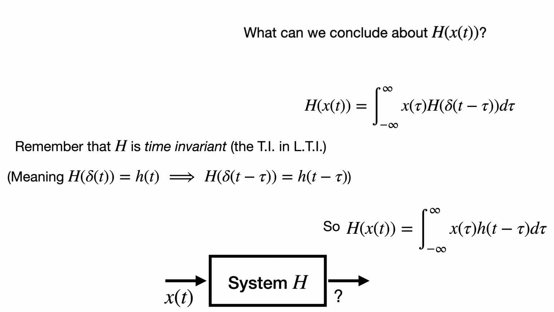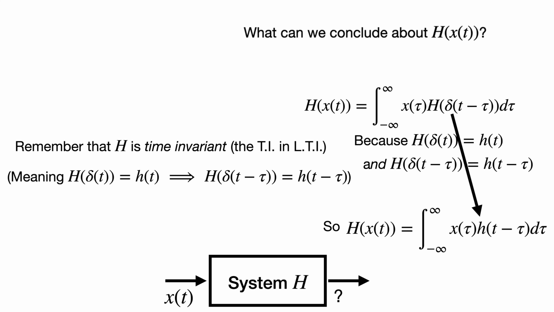So as a result, we can conclude that the result of our system applied to x of t is just the integral from minus infinity to infinity of x of tau, h of t minus tau. Again, what we've done here is just using time invariance, because we know delta of t passed into H gives us h of t, and we know from the time invariance property that if we shift that, we'll get a shifted version of the output.